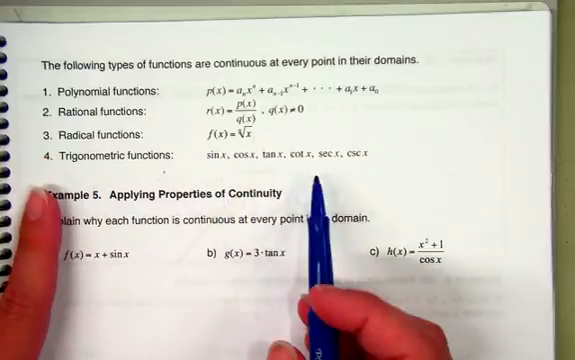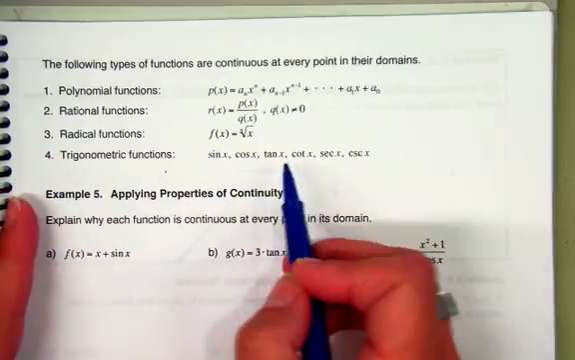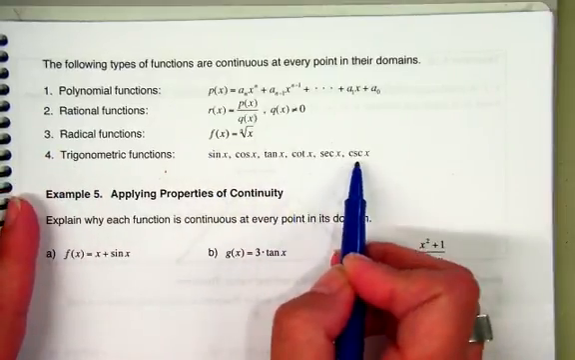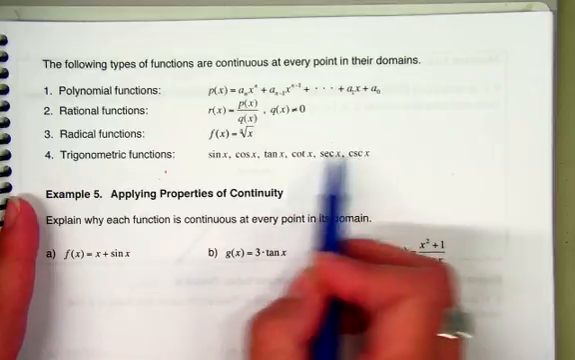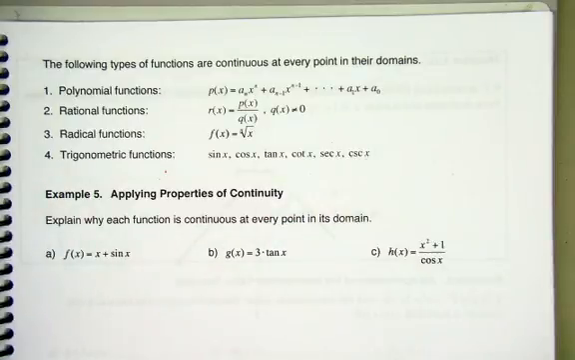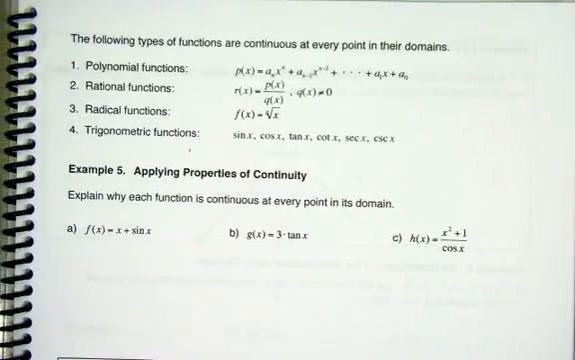And your trig functions, obviously for tangent, cotangent, secant, and cosecant, where you've got your asymptotes, it's not going to be continuous, but those aren't part of their domain. Okay, so that's why it is continuous everywhere. All right, explain why each function is continuous at every point in its domain.